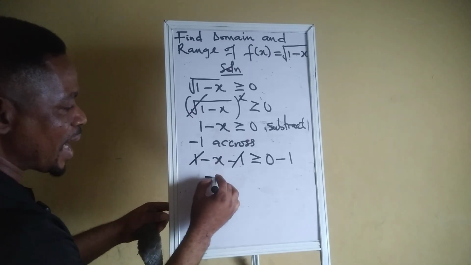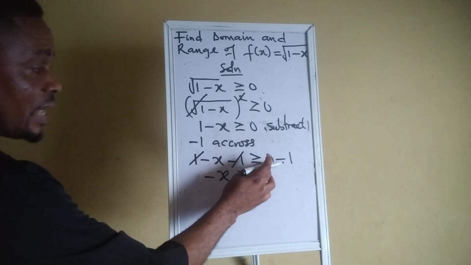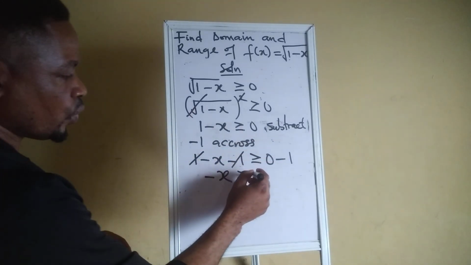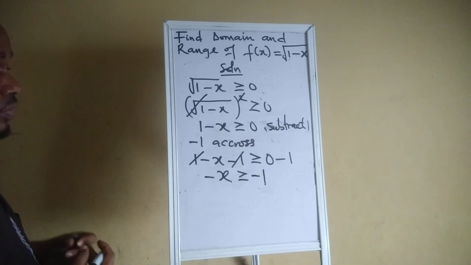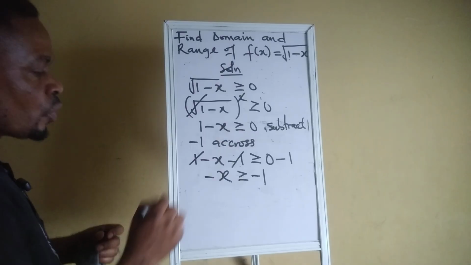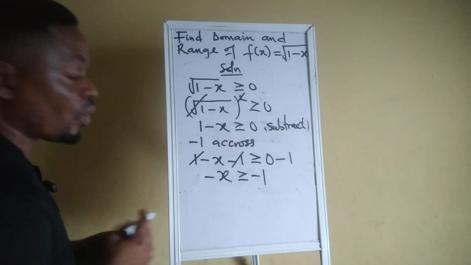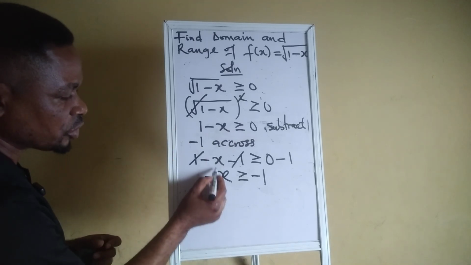So we are left with minus x greater than or equal to, are you there? Then 0 minus 1 will give us minus 1. Now, what do you think that we observe here? Remember, there is a condition under inequality. We want to make x the subject of the formula, and the condition is this, be very careful. What is the coefficient of x here?